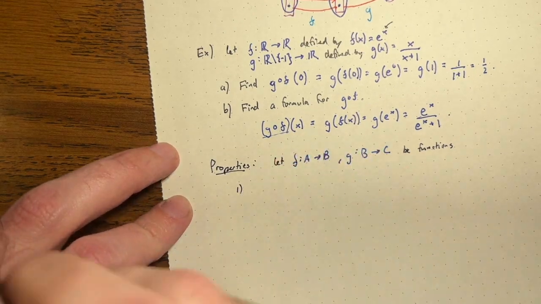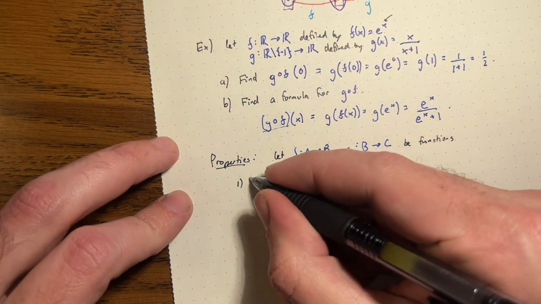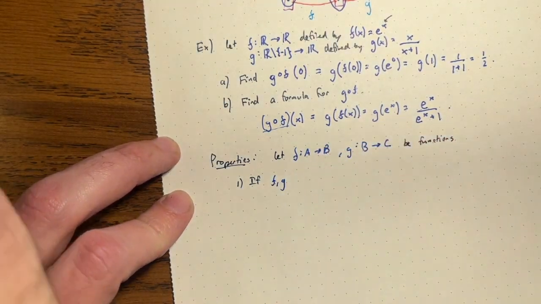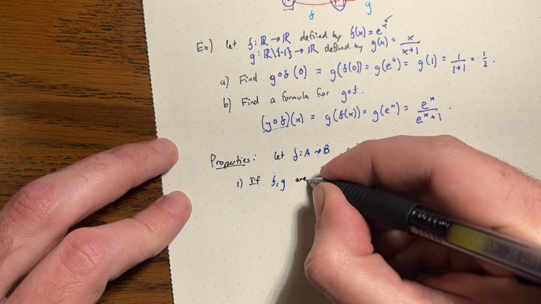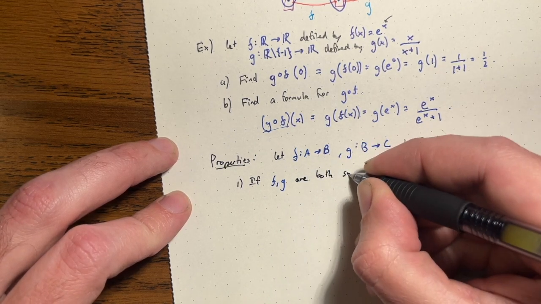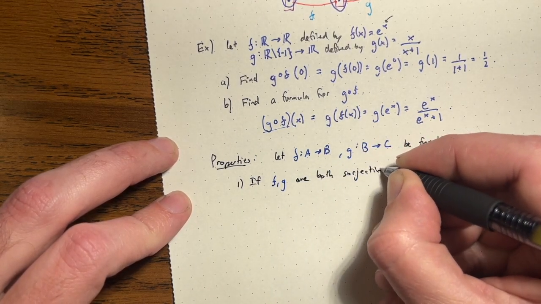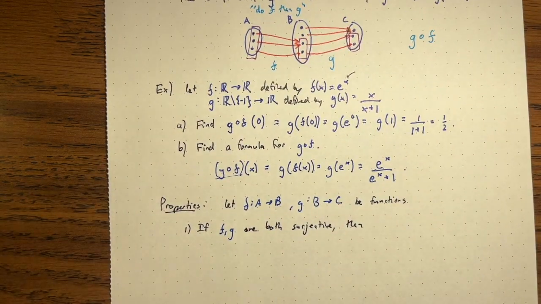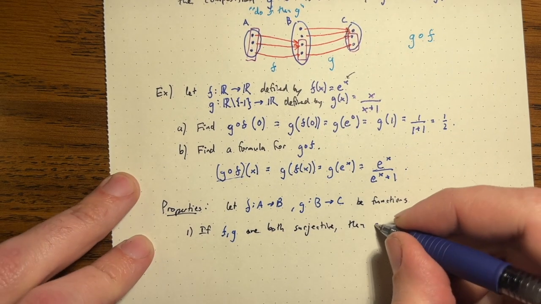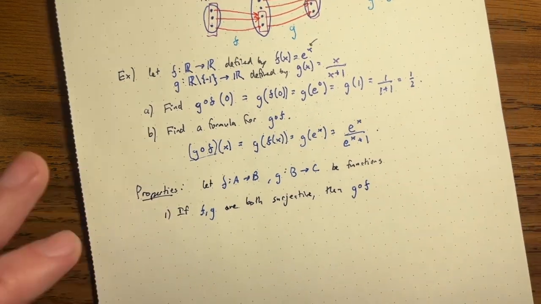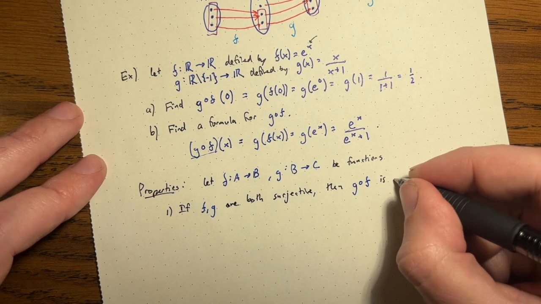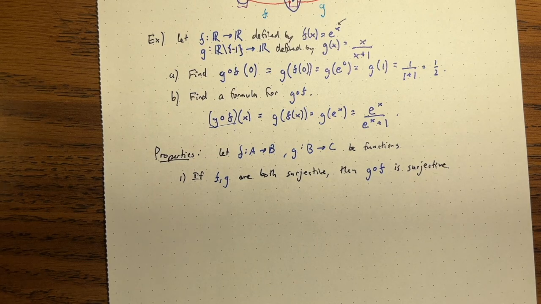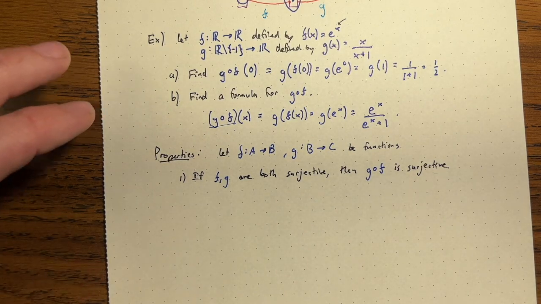First property is going to be that if f and g are both surjective, then the natural question would be, is the composition surjective? And it turns out it is. g composed with f is surjective. Okay, let's prove it. So how do we prove this?